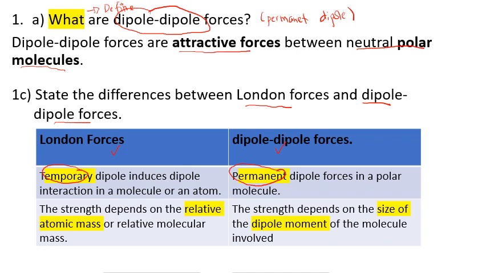Between these two forces, we will know that generally dipole-dipole forces are stronger. However, there are a few factors that will influence the strength of each of these forces. For example, for London forces, it depends on the relative atomic mass or relative molecular mass. While for the dipole-dipole forces, the strength depends on the dipole moment.